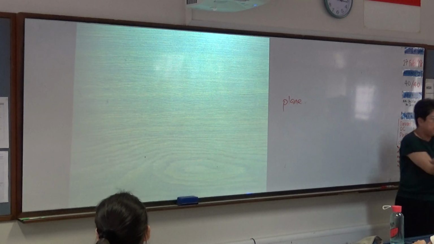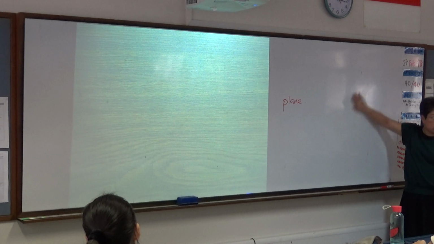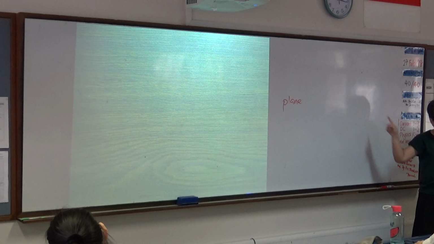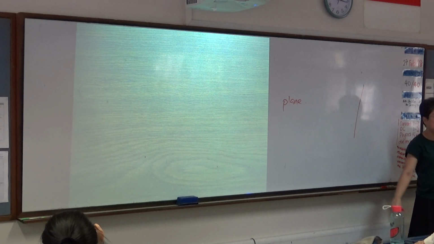Now, the floor is a plane. That means it's on the same level. The board is also a plane. But the board and the floor are not the same plane. That means when I draw here, it lies here, cannot lie on the floor.